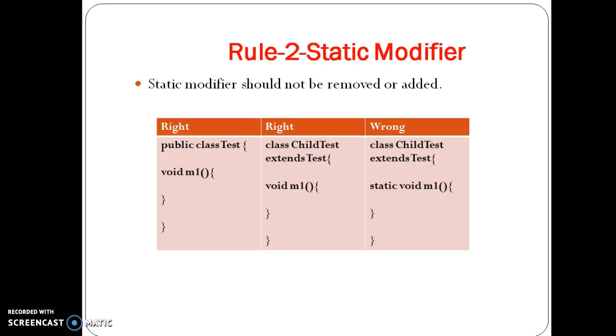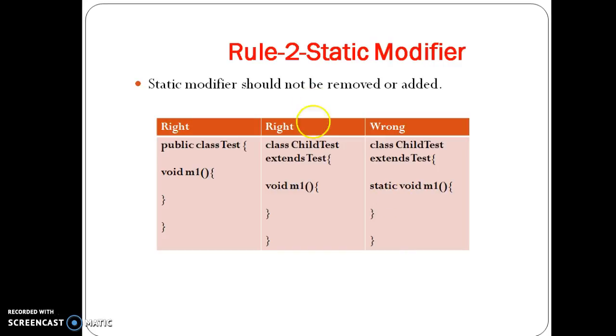Next, static modifier should not be added or removed. Suppose you see public class Test with void m1, here we don't have any static modifier, so the subclass should have the same access modifiers or specifiers. As we don't have static here, even here static is not declared. So this is wrong. If a superclass method m1 does not have static modifier, the subclass method should not have static modifier. This is rule 2.